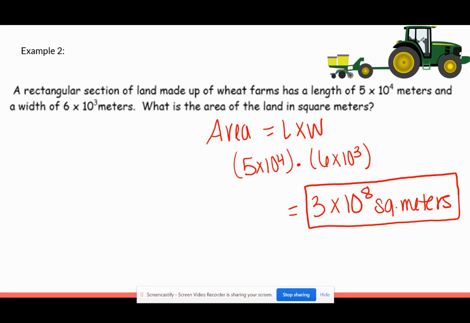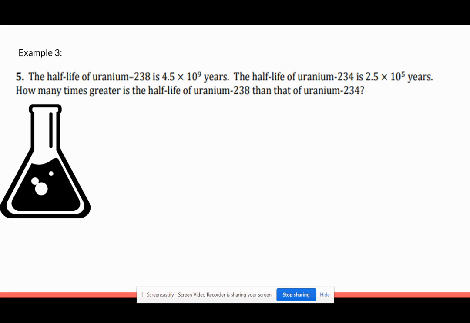So we've done something with addition, we've done something with multiplication, and the next two common problem examples are the ones that you're actually going to see the most, and it's going to be with division. So we have the half-life of uranium-238 is 4.5 times 10 to the 9th years. The half-life of uranium-234 is 2.5 times 10 to the 5th years. How many times greater? Anytime you see these words, how many times greater, you automatically should be thinking of division. Is the half-life of 238 of 234? So with division, it's always is over of.